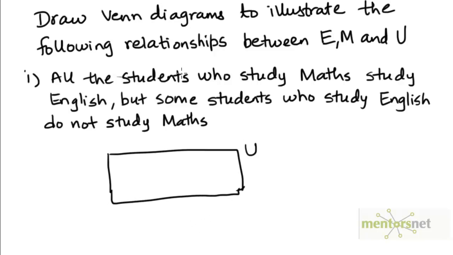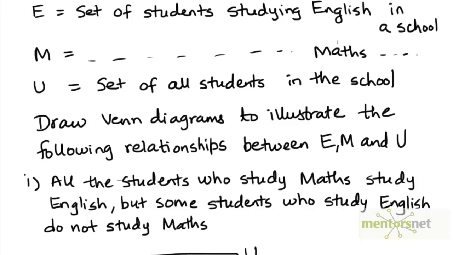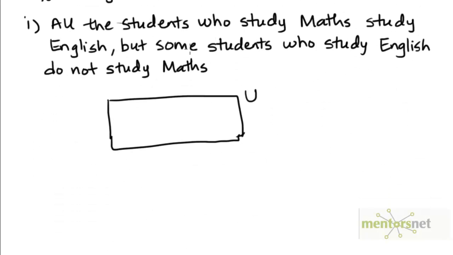Now the relationship that's given in this sentence is between the sets M and E. M is the set of students studying maths, E is the set of students studying English. We are given that all the students who study maths study English. This means the set M is a subset of the set E. We are also given that some students who study English do not study maths. So the set E is not a subset of the set M, because there are some students in the set E who are not studying maths, which means they are not in the set M.